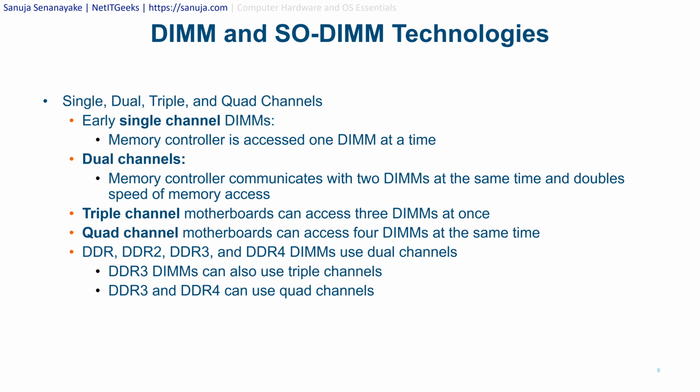DDR, DDR2, DDR3, and DDR4 DIMMs use dual channels. DDR3 DIMMs can also use triple channels, and DDR3 and DDR4 can use quad channel. So if you are buying quad channel DDR memory, you are not getting DDR or DDR2. You are probably going to get DDR3 or DDR4, because those are the only DIMM modules that can support quad channel. But keep in mind, your motherboard also has to support the quad channel configuration. Otherwise, it will default down to whatever mode your motherboard supports, either dual, triple, or single channel.